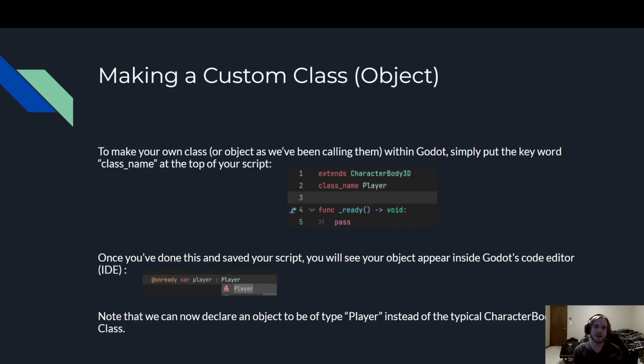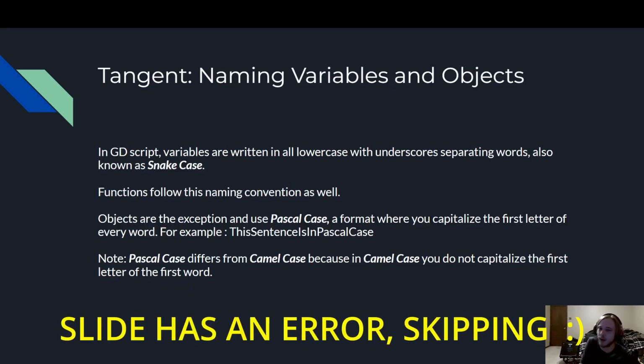So let's look at making a custom class, or a custom object. To make your own class or object, as we've been calling them within Godot, simply put the keyword class_name at the top of your script. So in this example, I have class_name Player to create my own custom player object. Once you've done this and you've saved your script, you'll see your object appear inside of Godot, even inside of other scripts. Note that now we declare an object to be of the type Player instead of the typical CharacterBody3D class. This is how we access our own custom extended object methods.